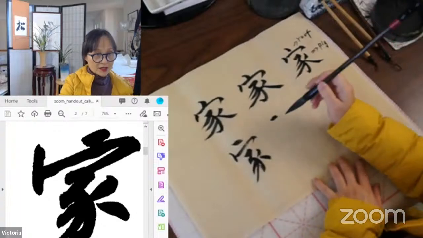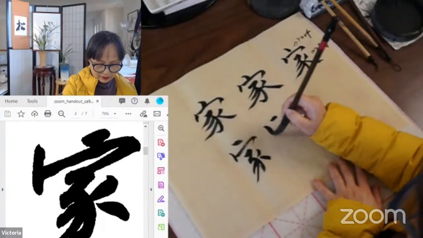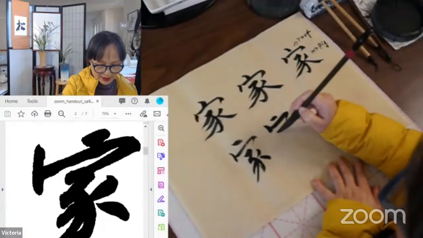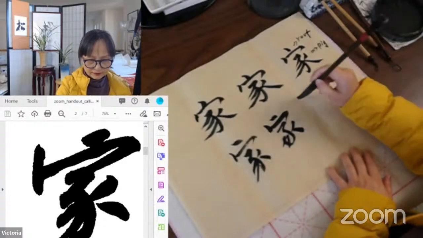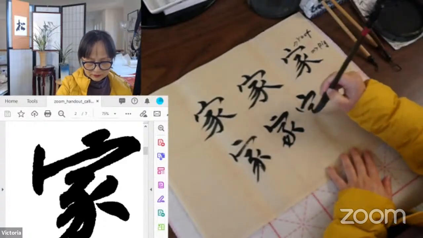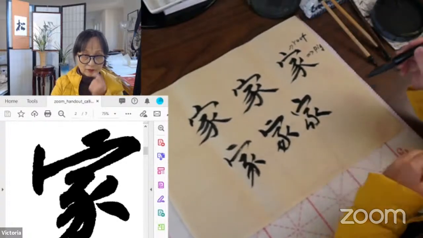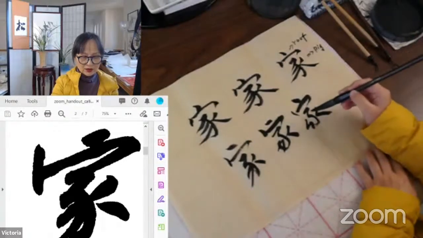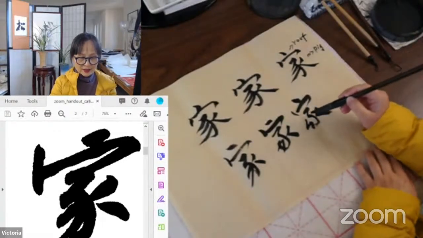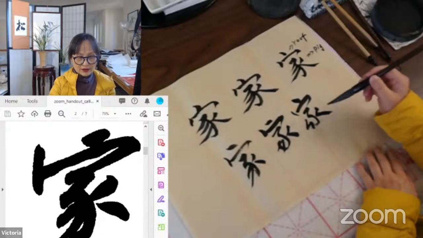So the dot is still the same thing, and then just more connected. You know, sometimes even those two, the hunchback things, are very connected to this stroke, and even those two you can connect.